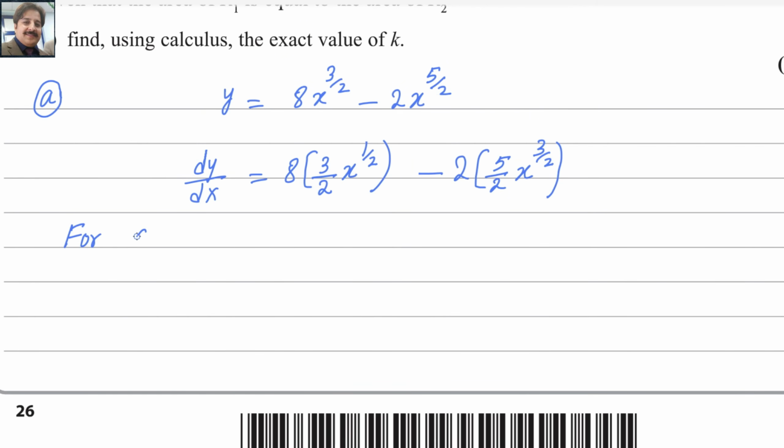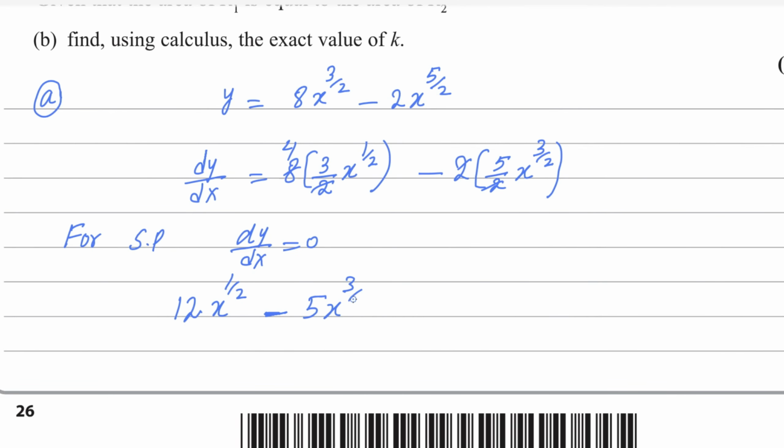I told you earlier, for stationary point, the derivative is equal to 0. dy by dx equals 0. So simplifying the right hand side and put this one equal to 0. This is cancelled out and we get the answer here, 12. 12x to the power 1 over 2, minus this 2 is cancelled out and we get 5x to the power 3 over 2 equals 0. Then you can take this value to the right side and it will be 12x to the power 1 over 2 is equal to 5x to the power 3 over 2.